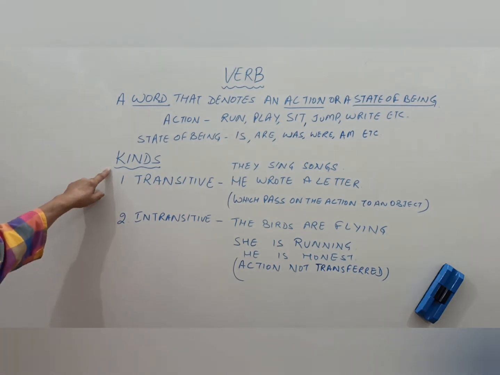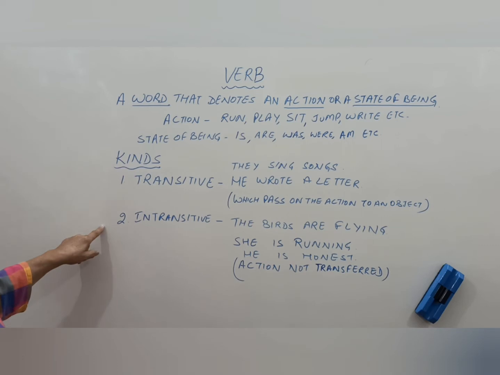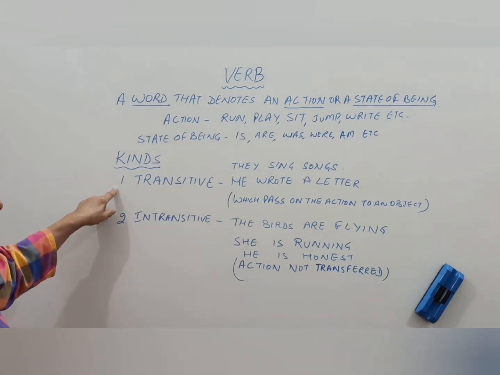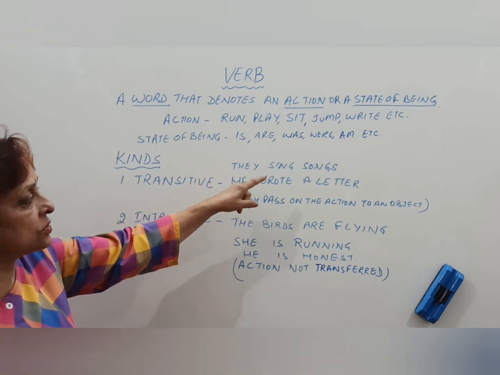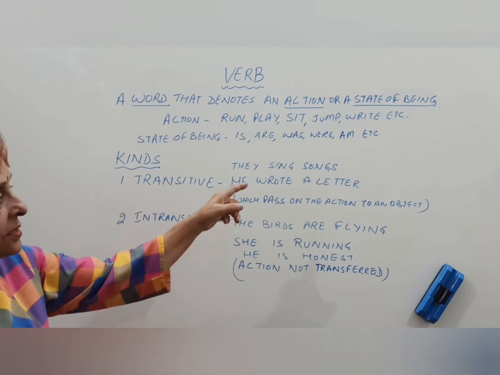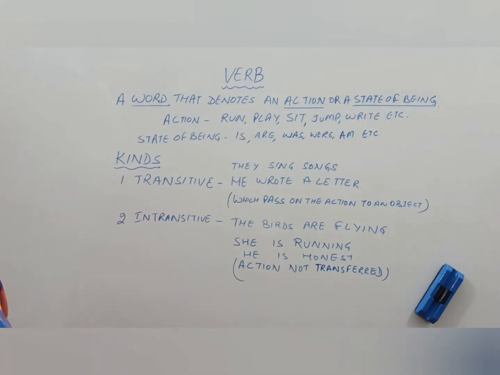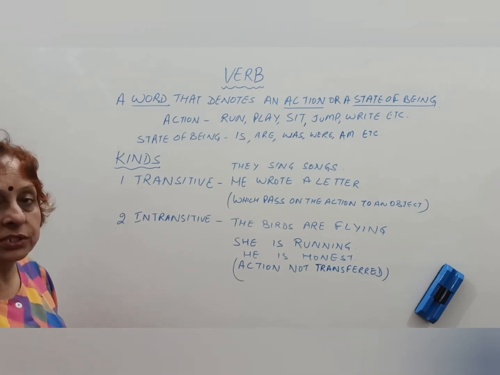Now the kinds of verb. There are two kinds of verb. Transitive. Transitive verbs are those verbs which pass on the action to an object. For example, they sing songs. The object is songs. They sing songs. Sing is the verb and songs is the object.